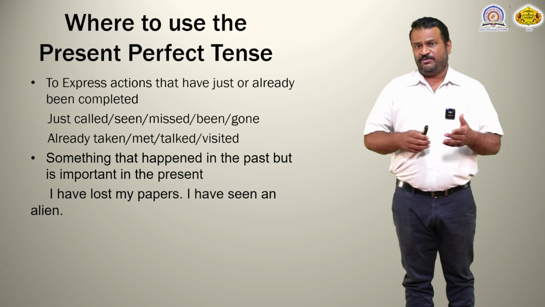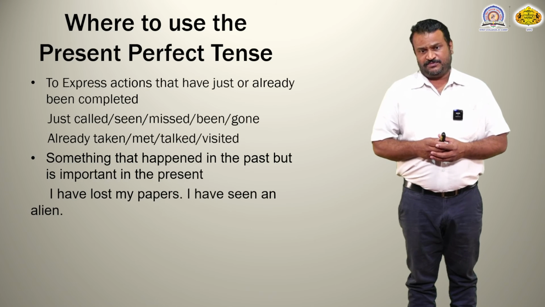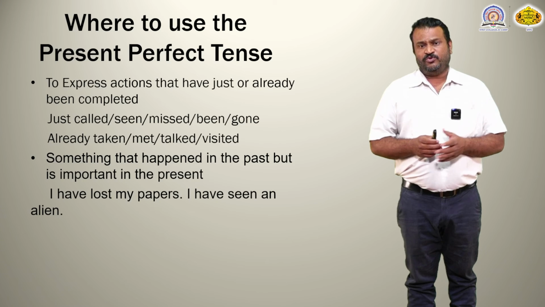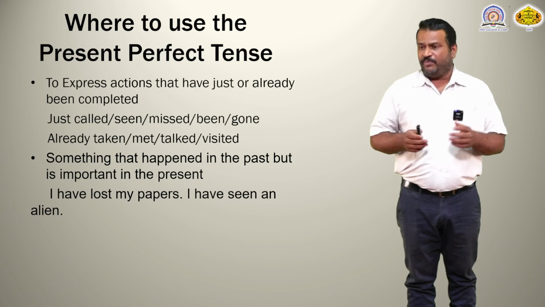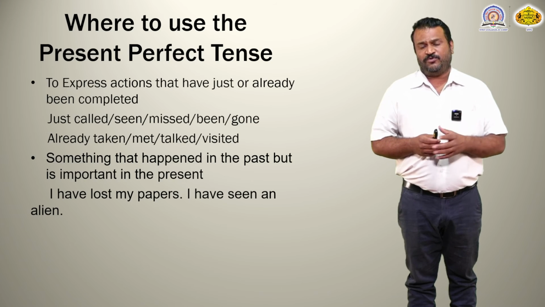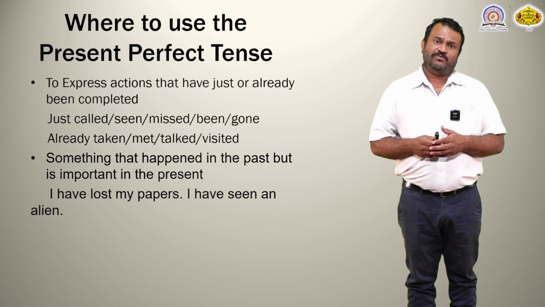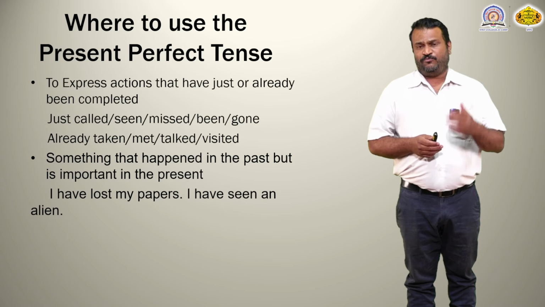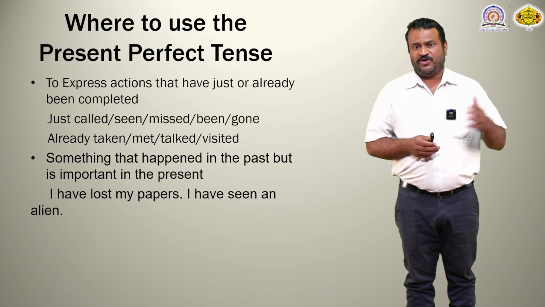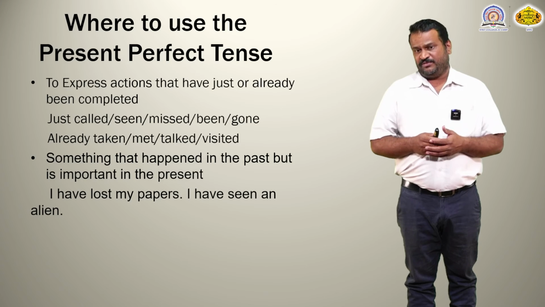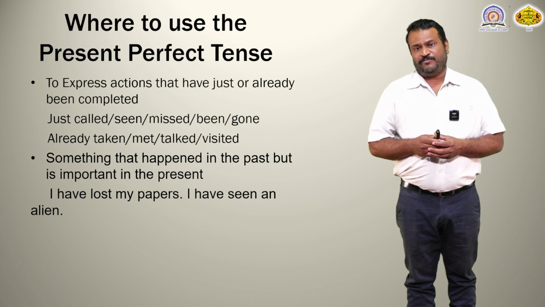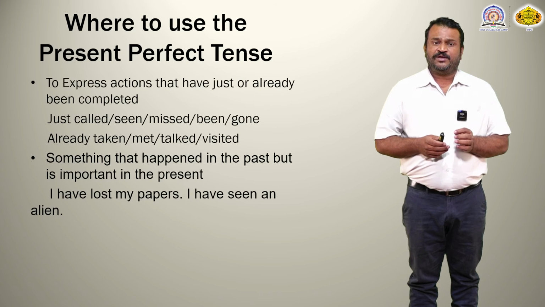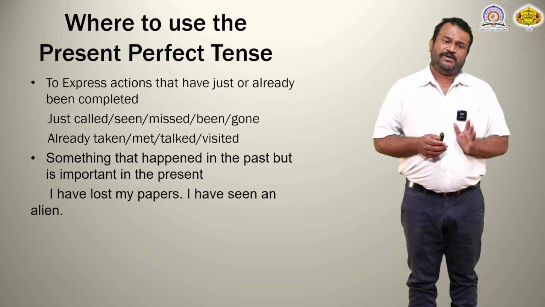You wanted to submit the practical books, the assignments. You come to college, open your bag and see that you have forgotten them. So how are you going to express it? I have forgotten my assignment. I have forgotten my assignments on the table at home. This way you can use present perfect tense.